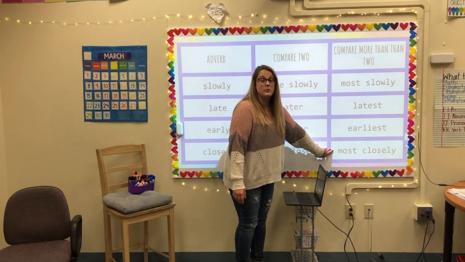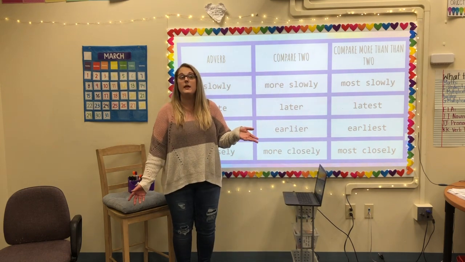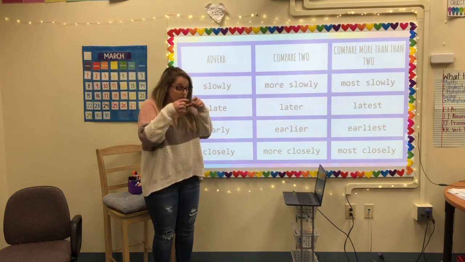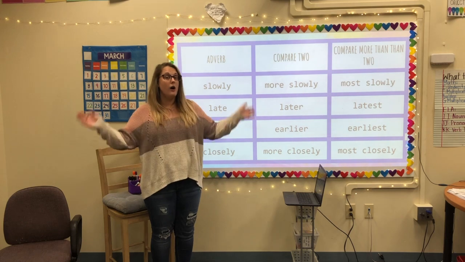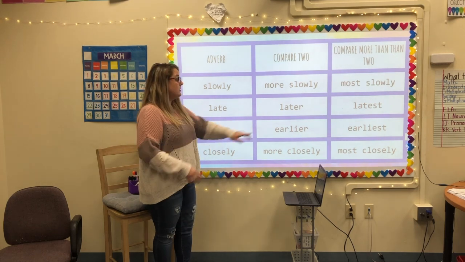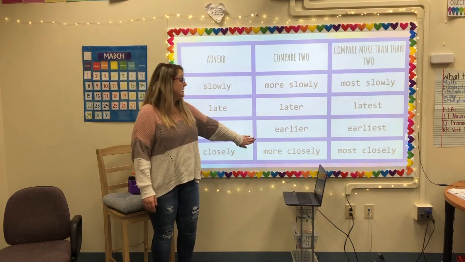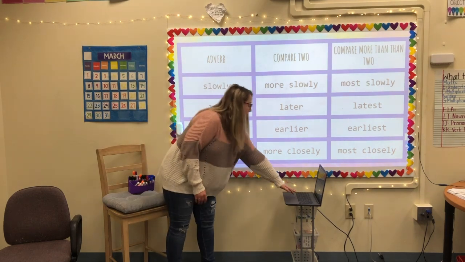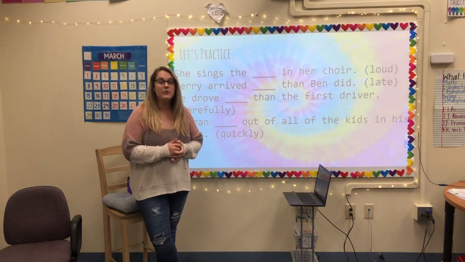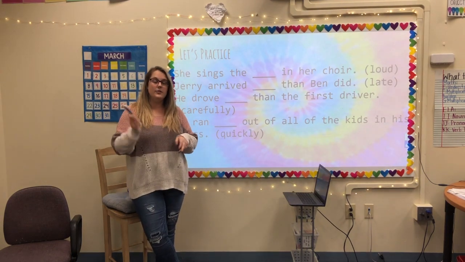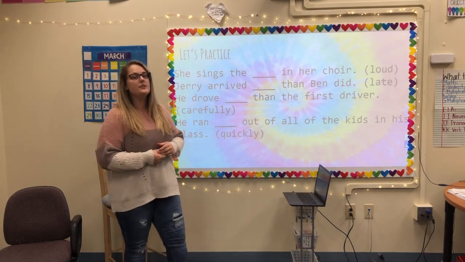Now let's say who's going to look at that leaf most closely? Maybe Olivia looks at the leaf most closely out of all of the people in her class. So again, that's more than 2. This is 2, that's more than 2. Okay, so let's do some practice and then we'll be all done and you guys will be able to do it on your own in your reader's notebook.